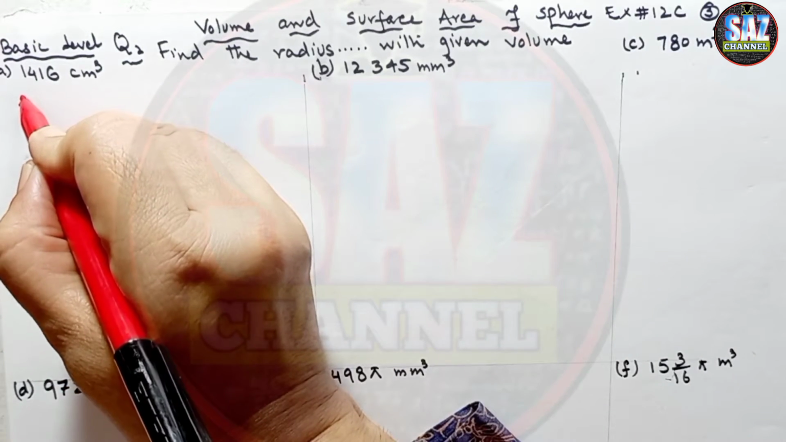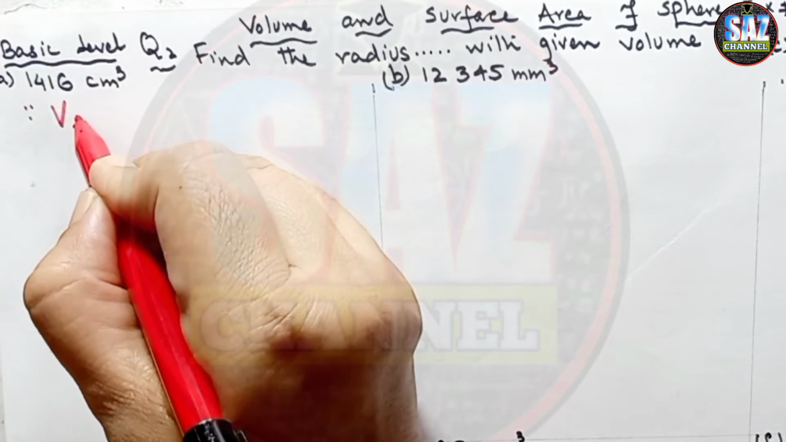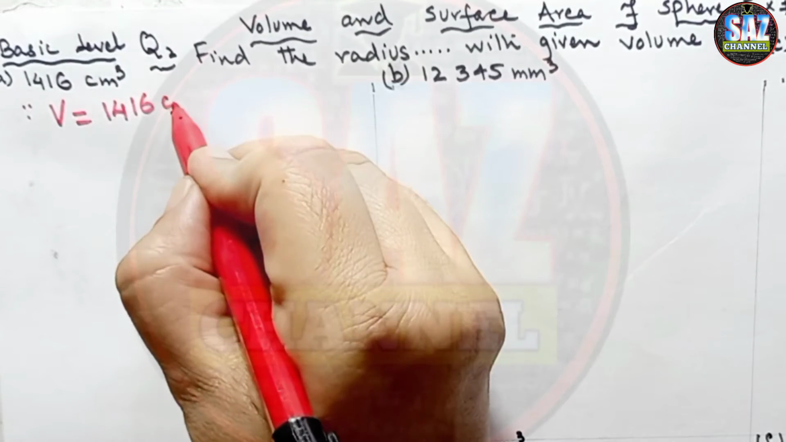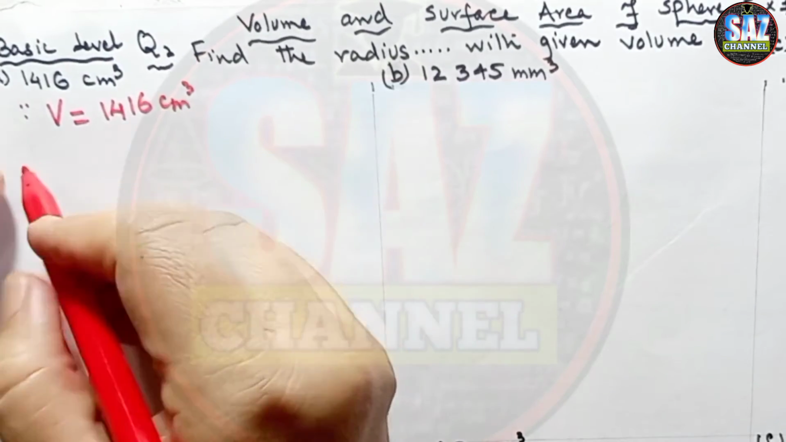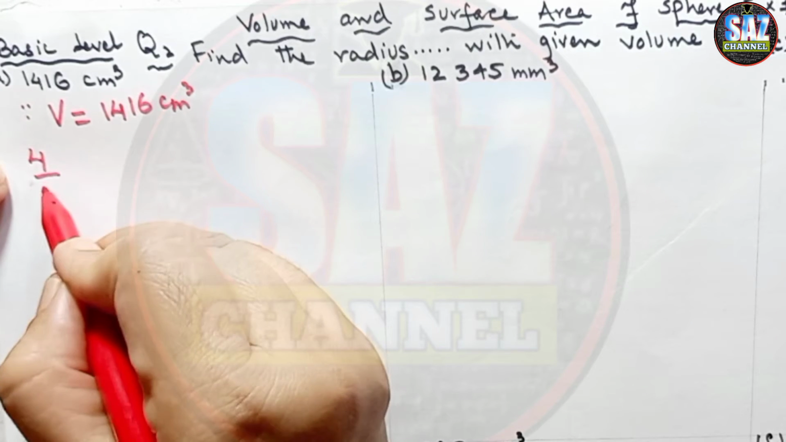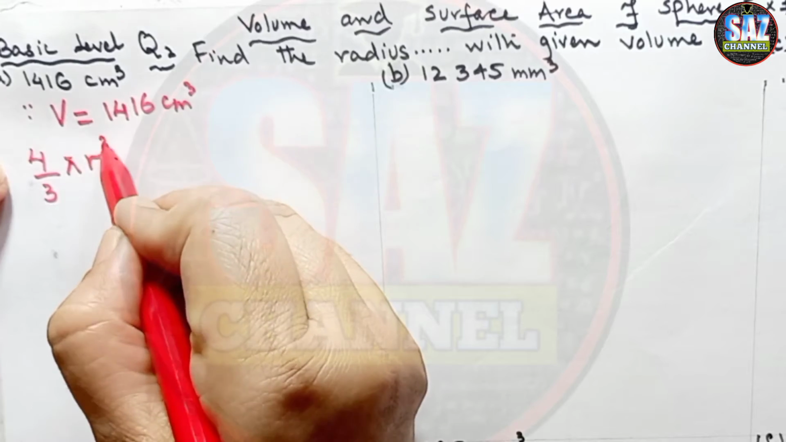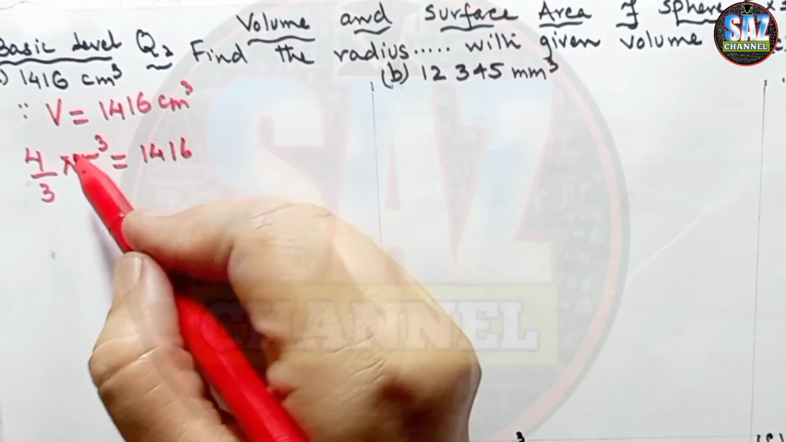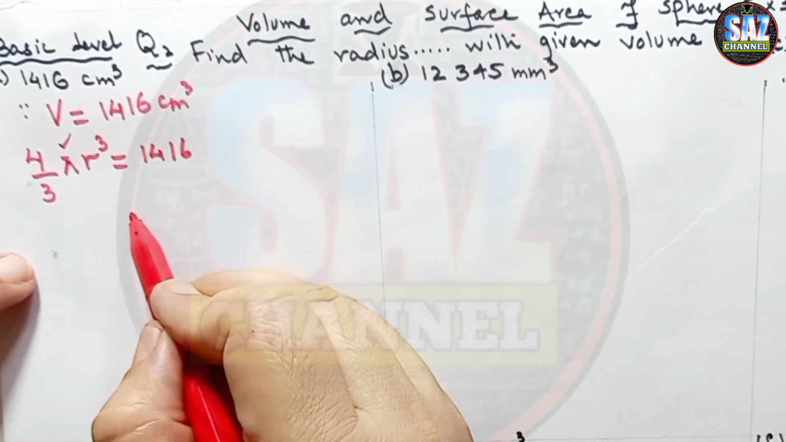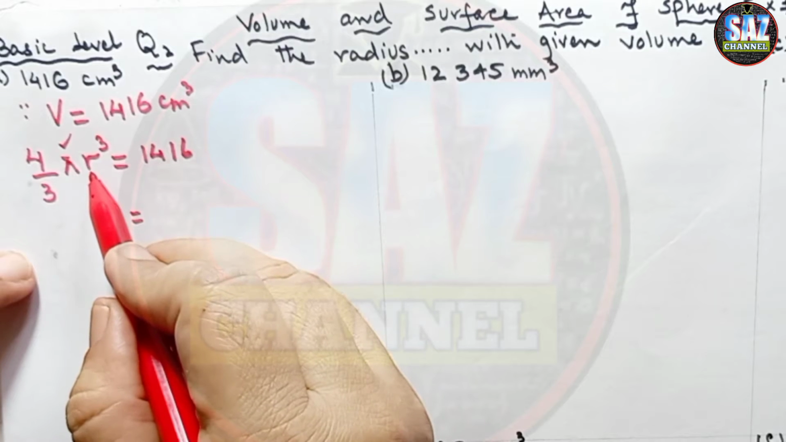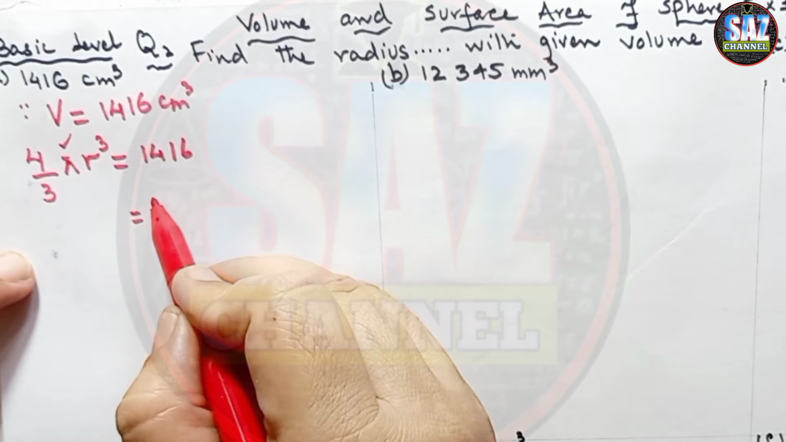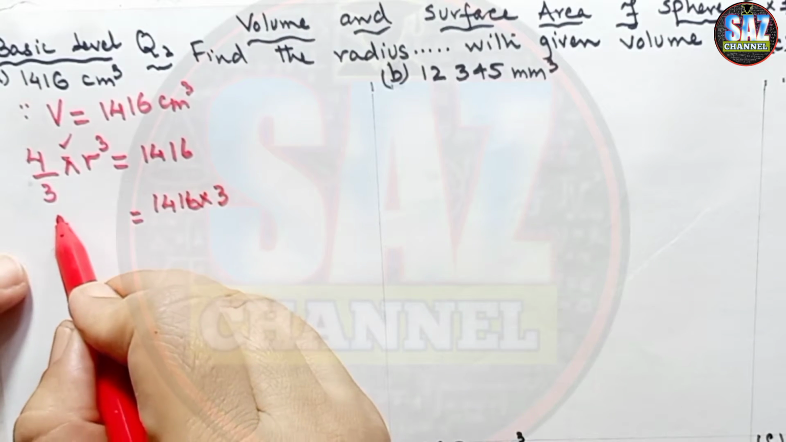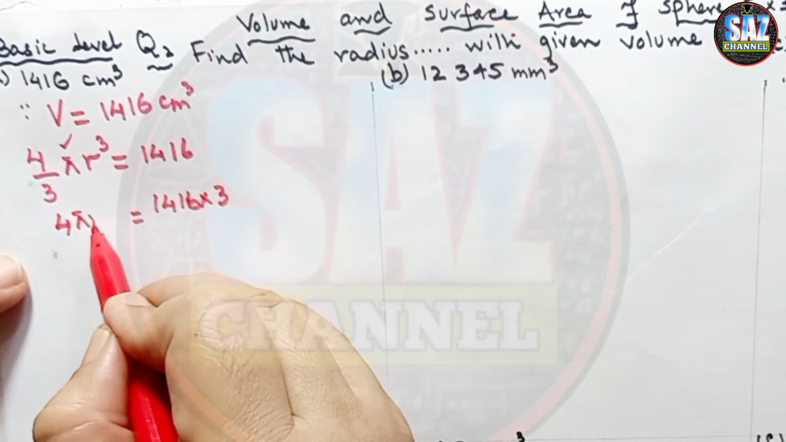Given volume is, because the volume which is given in the question is 1416 centimeter cube. And we know the formula for the volume is 4 by 3 into pi r cube equals 1416. Now here we should have a good hold on algebra. In order to get the value of r, first of all I have to shift this 3 which is in the denominator to the other side. 1416 multiplied by 3 equals 4 pi r cube.